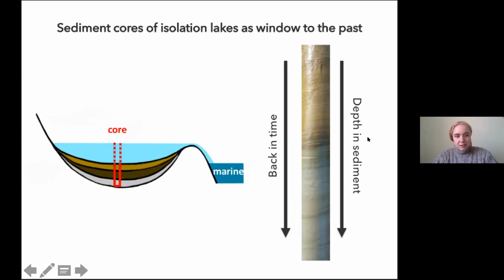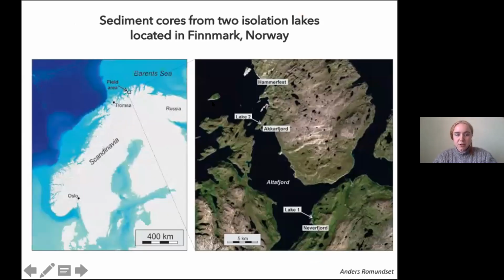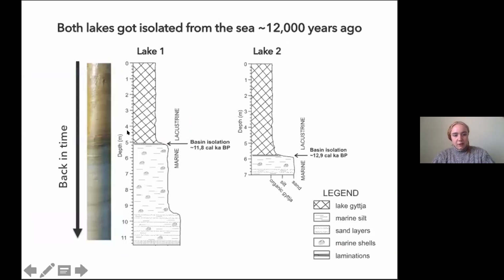And for our study, we got two sediment cores from northern Norway, from Finnmark. We got sediment cores from two lakes that are only 25 kilometers apart. So here Lake 1, which is called Klubvenet, and then Lake 2, Jøsavenet. And here you can see the schematic diagrams of the stratigraphy for both lakes. For both lakes, we can see that the basin isolation, the brackish phase, was dated back to about 12,000 years ago. So both basins got isolated from the sea around 12,000 years ago.